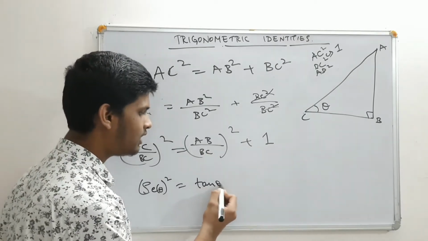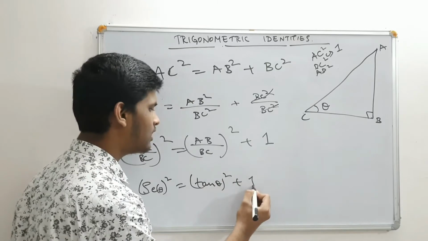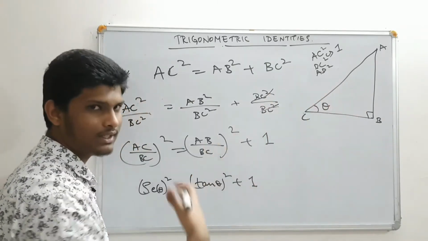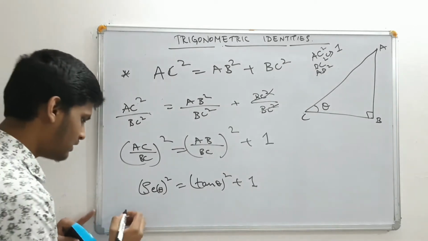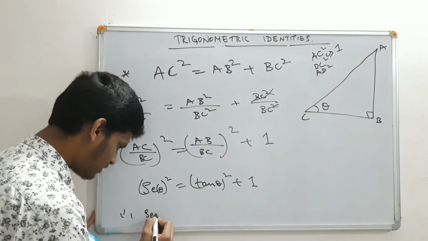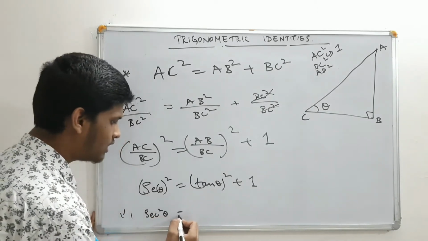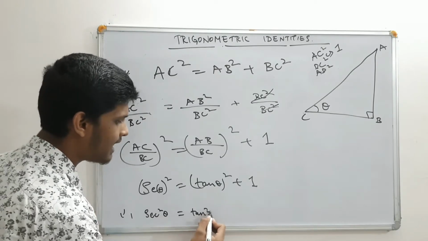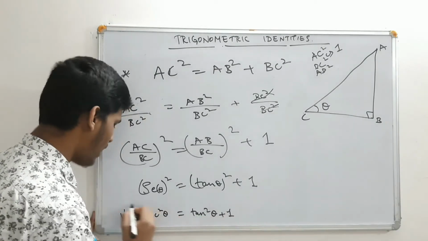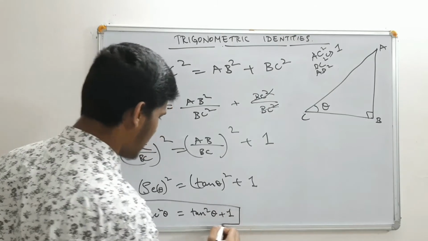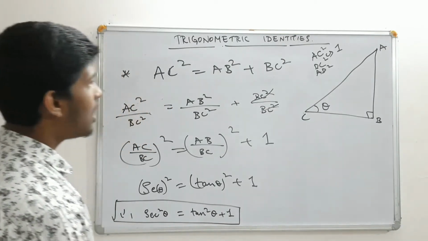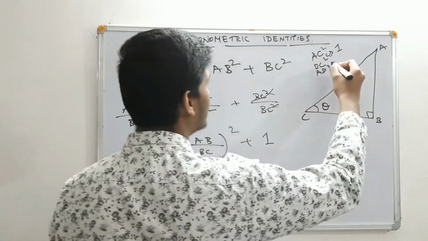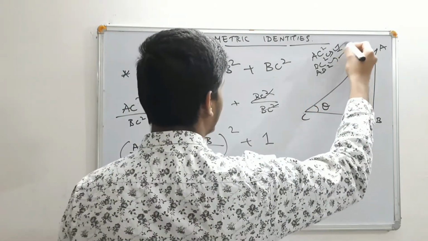AB is the opposite side, BC is the adjacent side, opposite side by adjacent side, that is tan theta. So tan theta whole square plus 1. Therefore this becomes secant square theta is equal to tan square theta plus 1. We got another identity. Okay, now we got this also done.